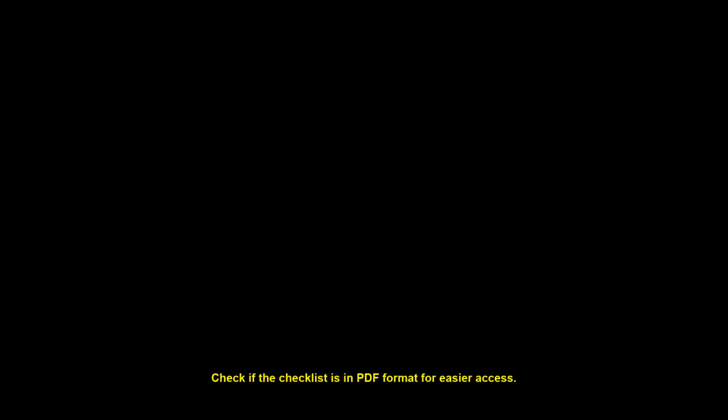Check if the checklist is in PDF format for easier access. If it is in PDF format, look for the download icon, usually represented by a downward arrow. Click on the download icon to save the checklist to your computer. Choose a location on your device where you would like to save the file. After selecting the location, click Save to complete the download.